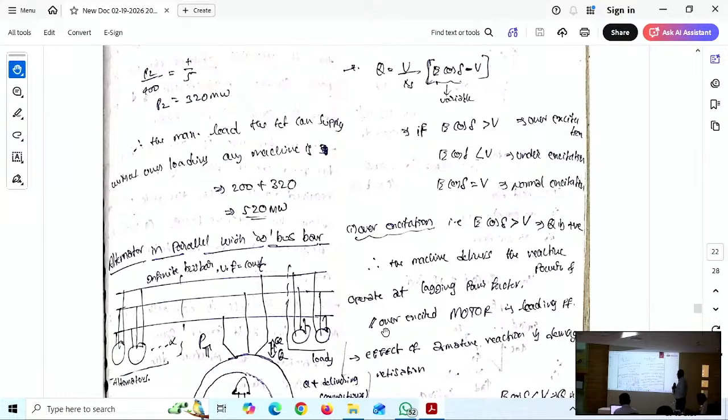Okay, do you require any break? Let us have a 5 minute break and assemble here quickly again so that we will continue the parallel operation of alternator with infinite bus bar.